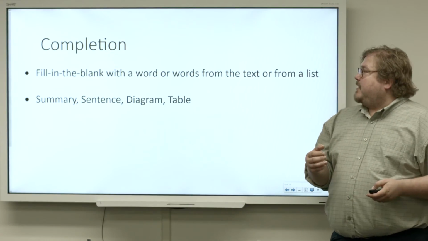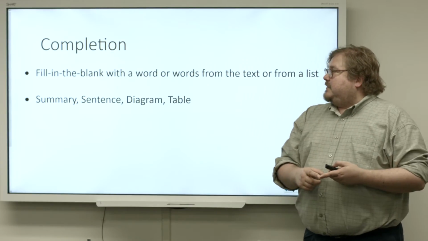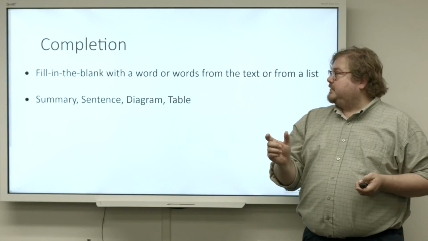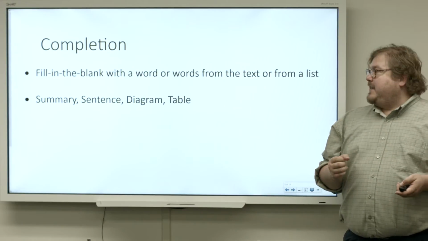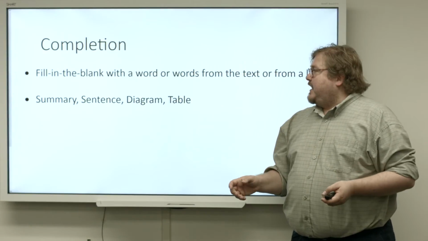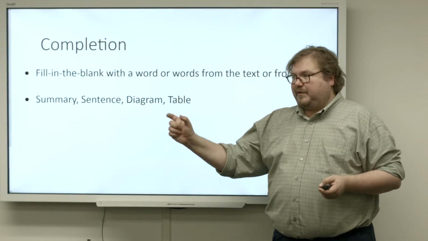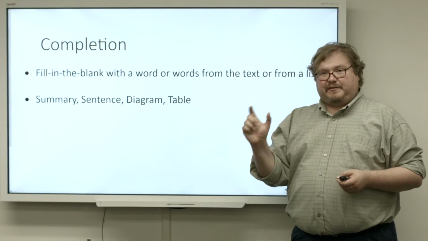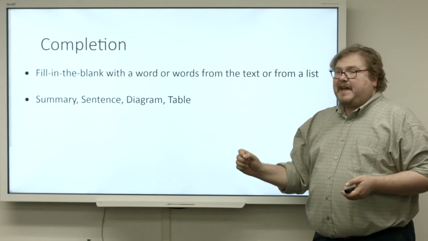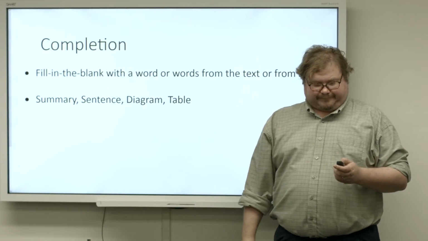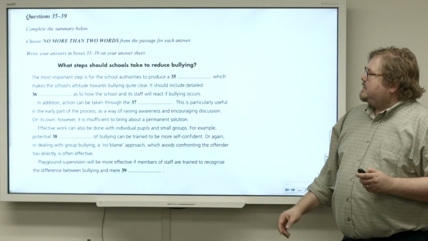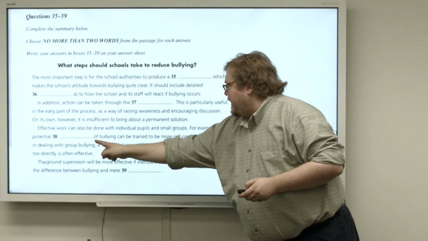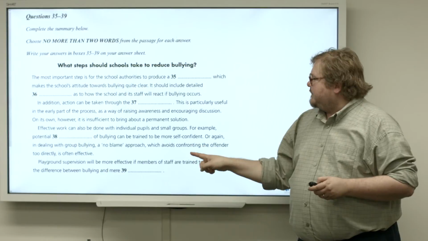The second type of questions are completion questions. These you need to fill in the blank with a word or words from the text or from a list. There are different types of completion exercises. Sometimes it's a summary of the article with some different blanks throughout. Sometimes it's just one sentence with a blank in it. It might be a diagram or a table with some blanks as well. So here's an example of a summary. And we can see as we move through the article, we've got 5 different blanks there.